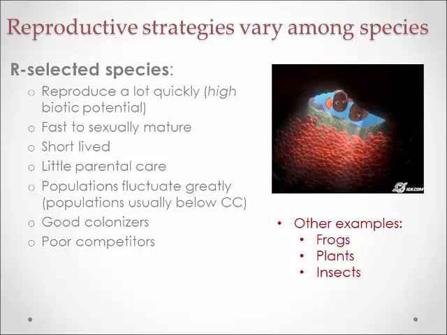R-selected species, by contrast, are typically much smaller than K-selected species. They have high biotic potential, meaning they reproduce a lot of young very quickly. They reach sexual maturity quickly, have short lives, usually have less parental investment in their young, have populations that usually fluctuate well below carrying capacity, and they are usually good colonizers but poor competitors. Fish, frogs, and insects are good examples of R-selected species.